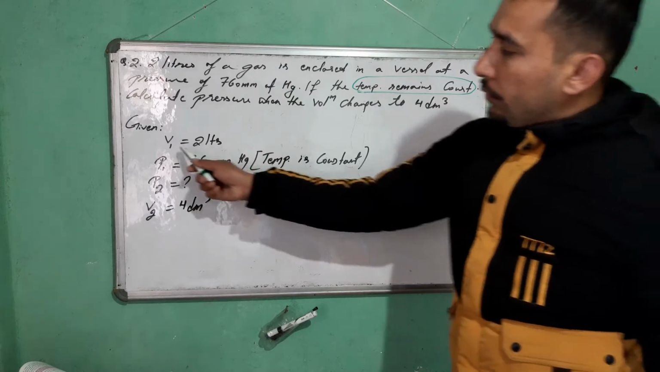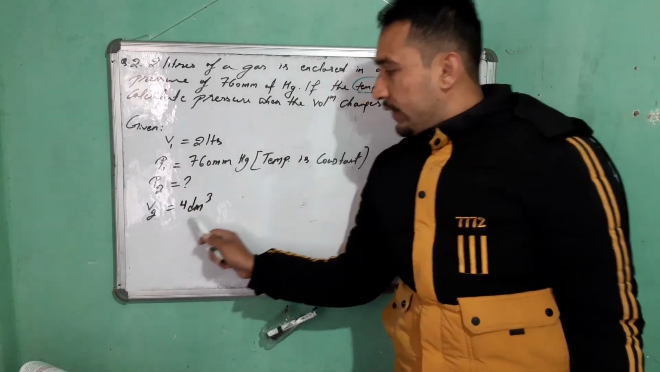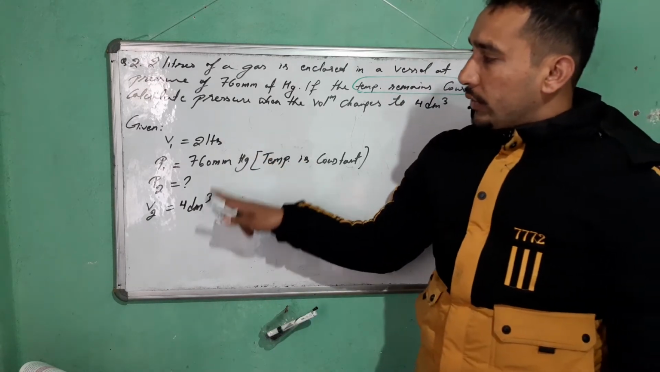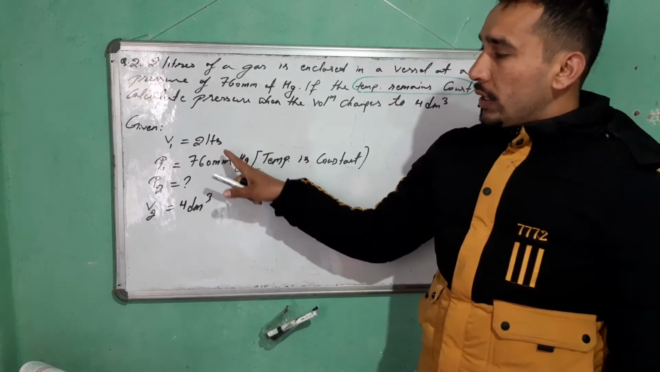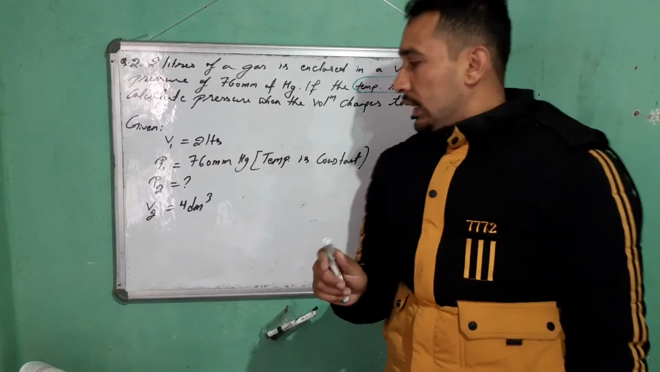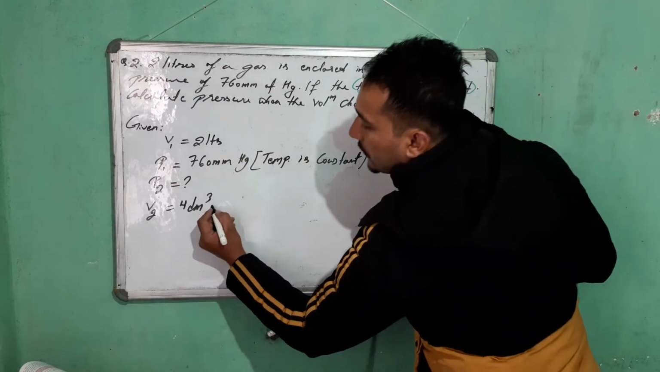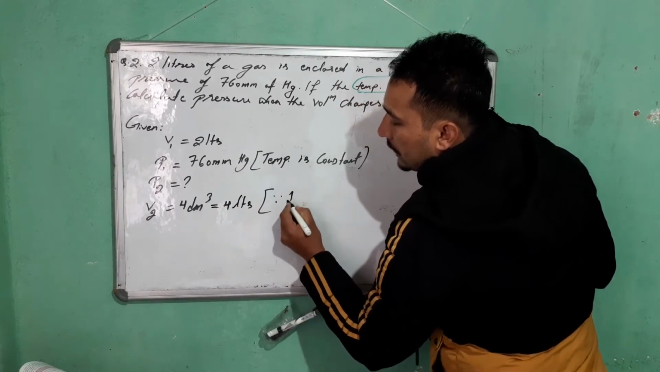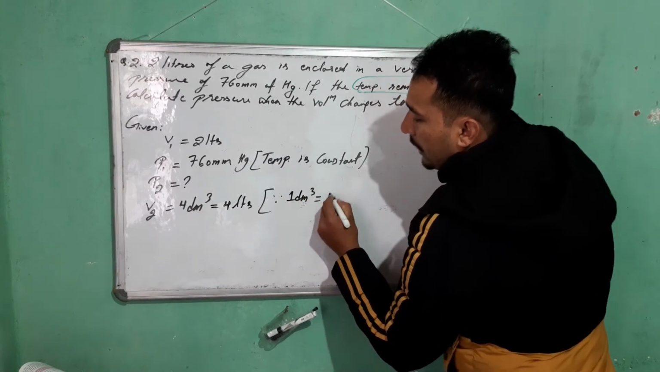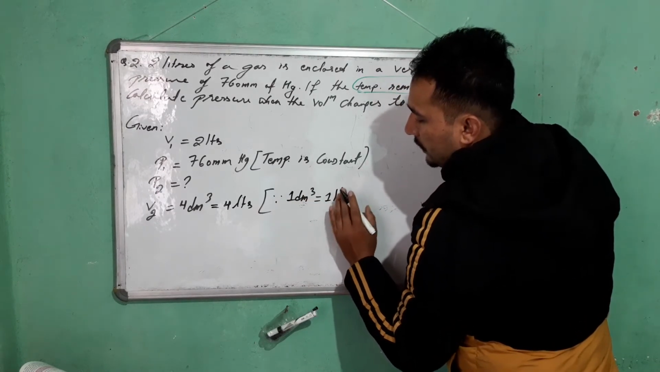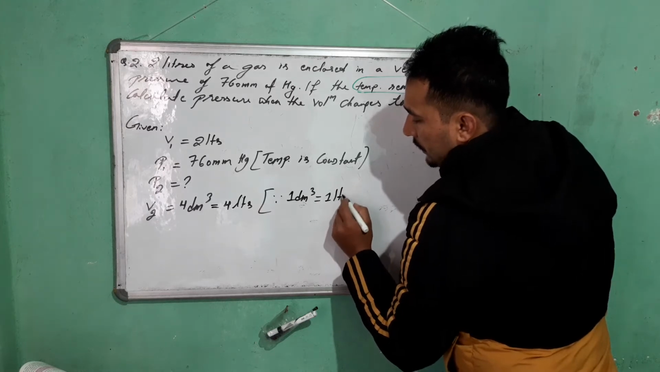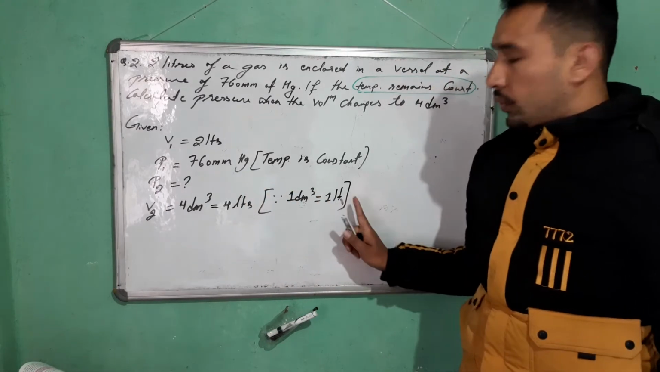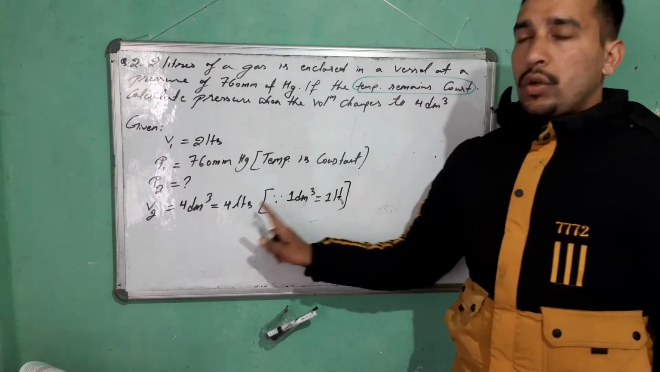Now look here, V1 is given in liters and V2 is given in decimeter cube. You have to convert these two values into the same unit, either liters or decimeter cube. So I'll convert it to liters. It will be 4 liters, because 1 decimeter cube is equal to 1 liter, so 4 decimeter cube will be equal to 4 liters.